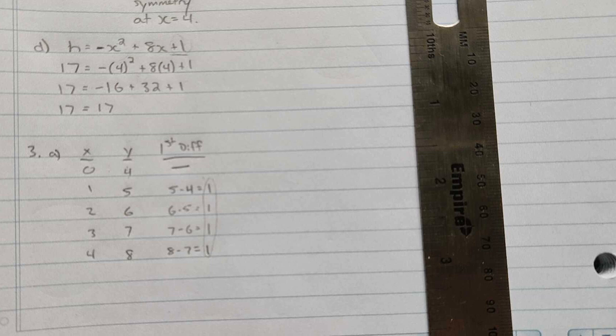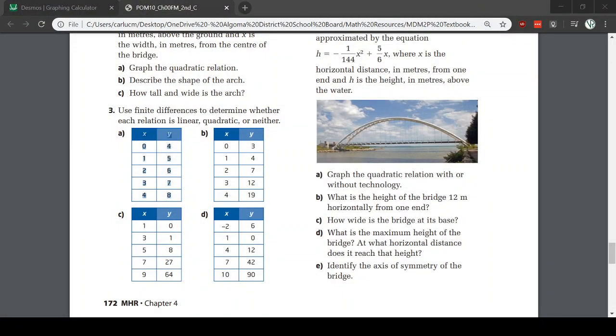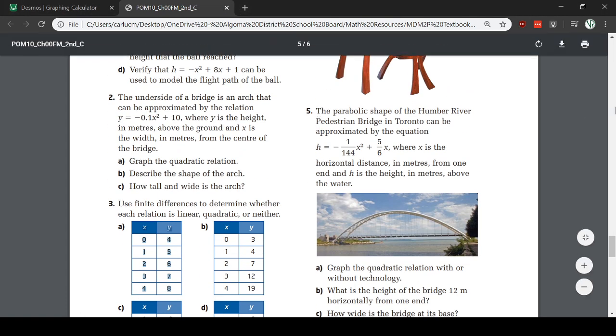All right, so we got a request for number 5 and number 9. So number 5. Let me get that up on my screen. Number 5 here, we're looking at the Humber River pedestrian bridge in Toronto. It has the equation h equals negative 1 over 144 x squared plus 5 over 6 x, where x is the horizontal distance in meters from one end and h is the height in meters from the water.